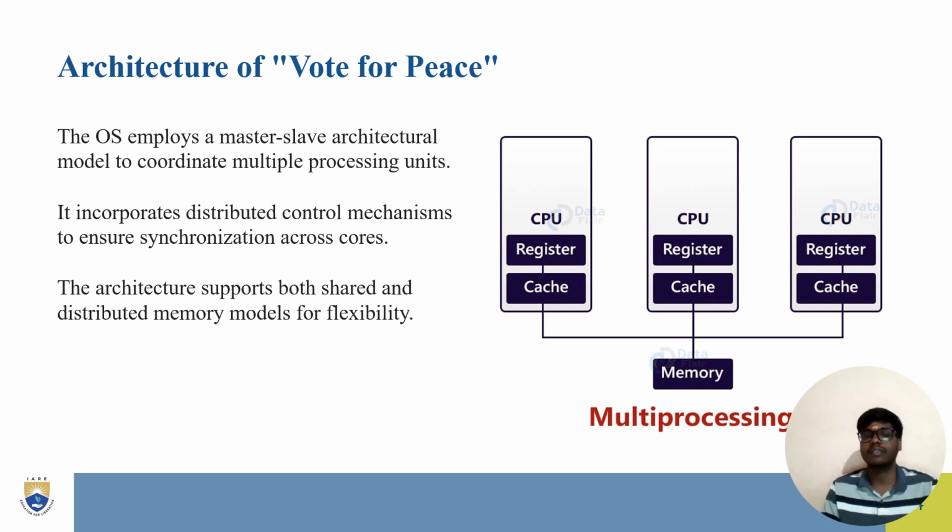Here we have the CPUs, which consist of registers and cache. We can see there are three CPUs. So we are learning about multiprocessing. These three CPUs are connected to a single memory.